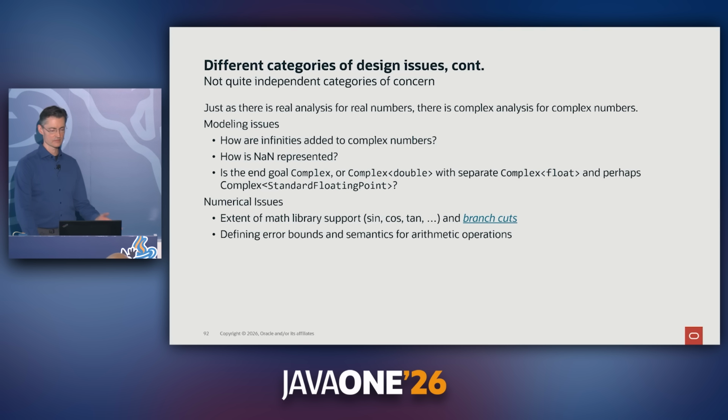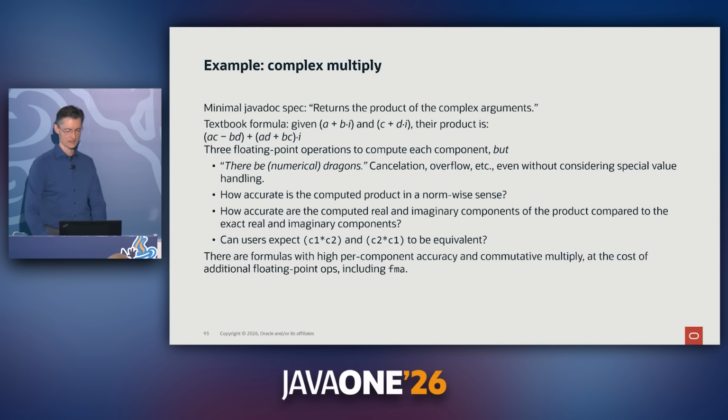But there are numerical design implications as well. So infinities and NaNs, those are complicated for real numbers. They're even more complicated for complex numbers. Another issue is, do we want a single complex number type, or do we want complex as a generic type where we could work over different precisions? Maybe you want complex over float or double or something extensible. There's some trickiness in defining the complex math library in terms of things called branch cuts and complex analysis. And there are lots of error bounds, even for the basic arithmetic operations.